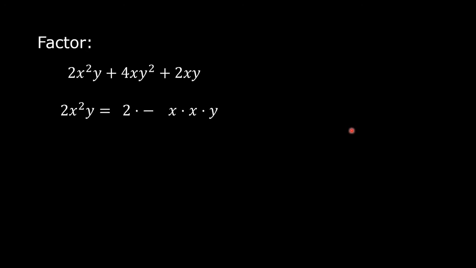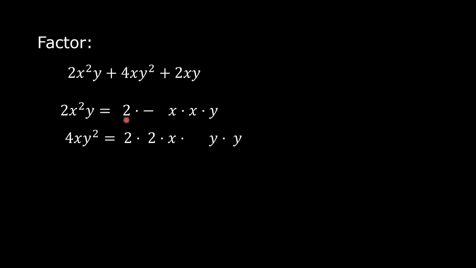Next example, factor 2x squared y plus 4xy squared plus 2xy. Find the prime factors of each term. 2x squared y is equal to 2 times x times x times y. 4xy squared is equal to 2 times 2 times x times y times y.